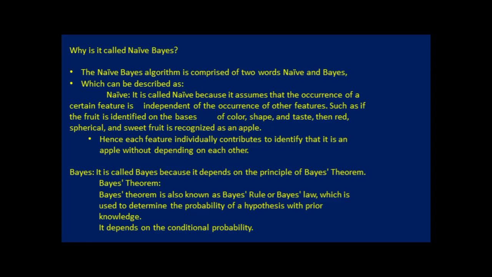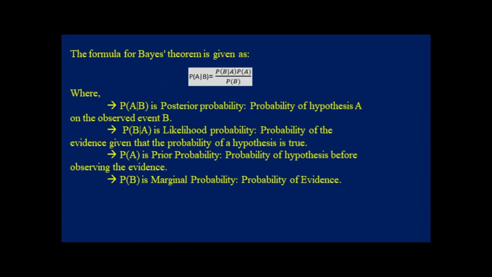Bayes depends on the principles of Bayes theorem, which is used to determine the probability of a hypothesis with prior knowledge. It depends on the conditional probability. Now see the formula. Probability of A given B is equal to probability of B given A times probability of A, divided by probability of B. Probability of A given B is called the posterior probability. Probability of B given A is called likelihood probability. Probability of A is called prior probability. Probability of B is called marginal probability.